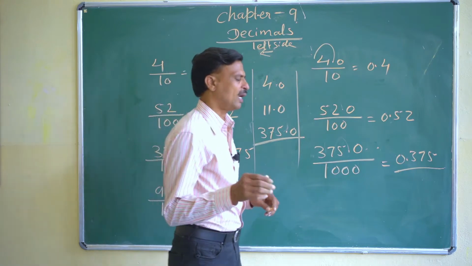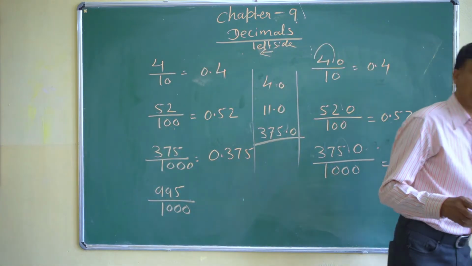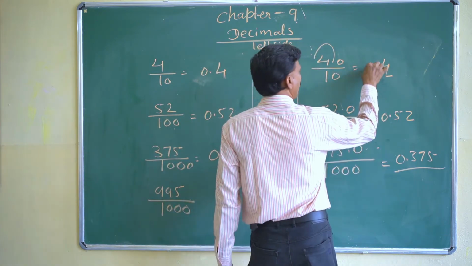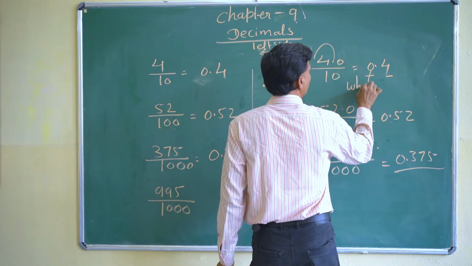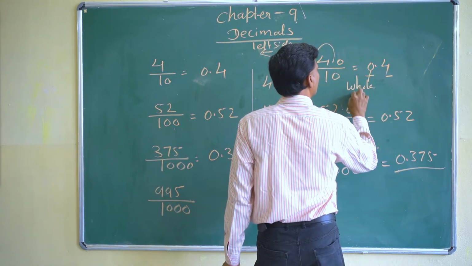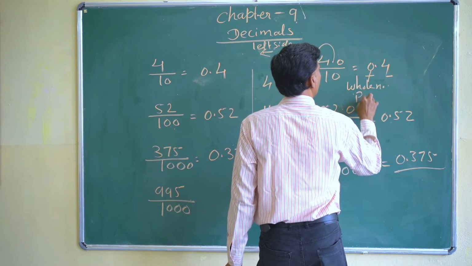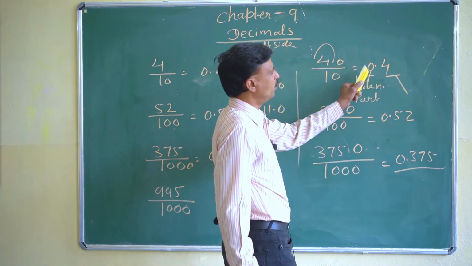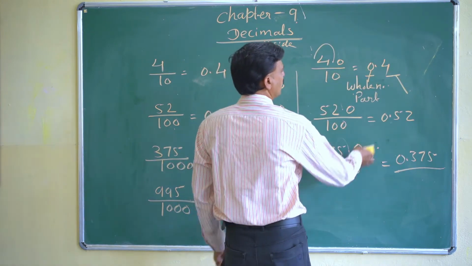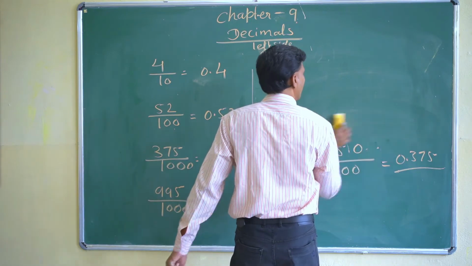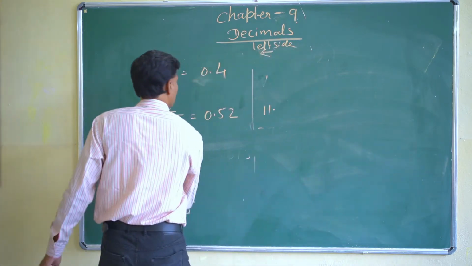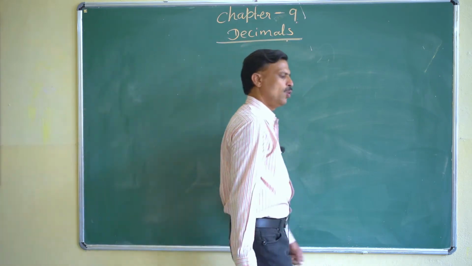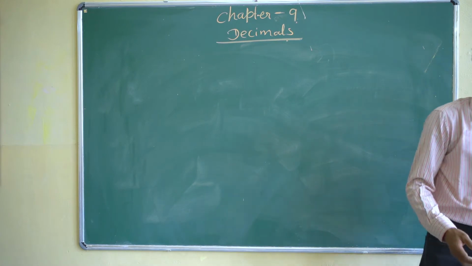And in decimal numbers, like 0.4, this part is called the whole number part, and this is called the decimal part. Before the decimal, whatever value there is, that is called the whole number part, and after the decimal, whatever value comes, that is called the decimal part.